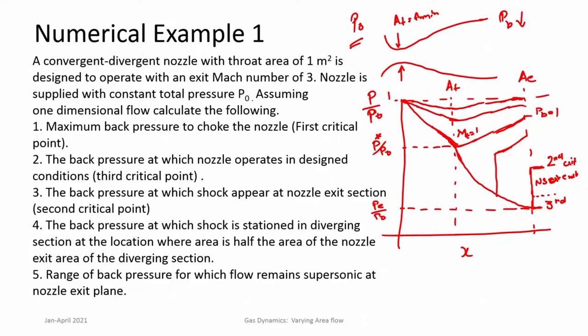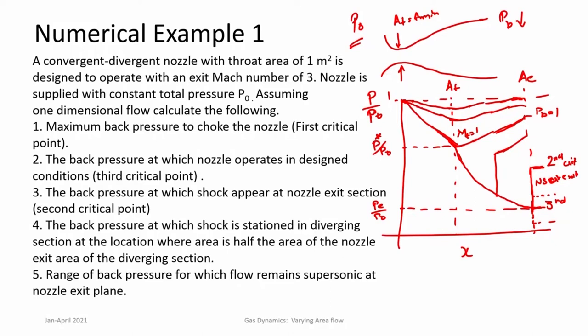The underexpanded flow occurs if the back pressure is reduced below the third critical point. Then the nozzle has not completely expanded to the ambient or the back pressure. It has capacity to expand, and it will expand outside the nozzle. So these are the highlights of the various operating regimes.